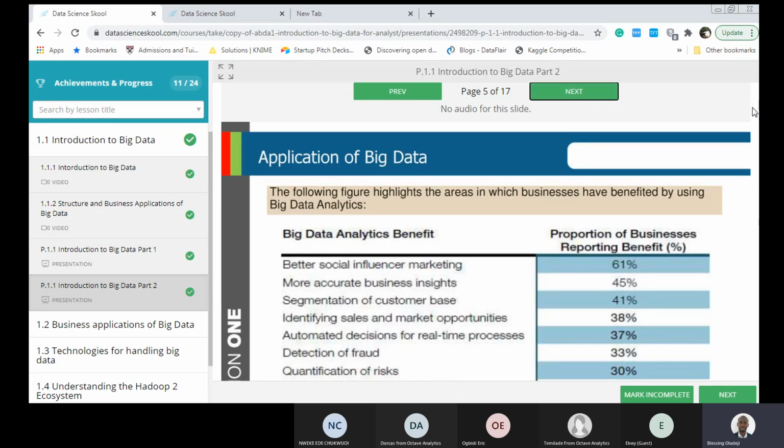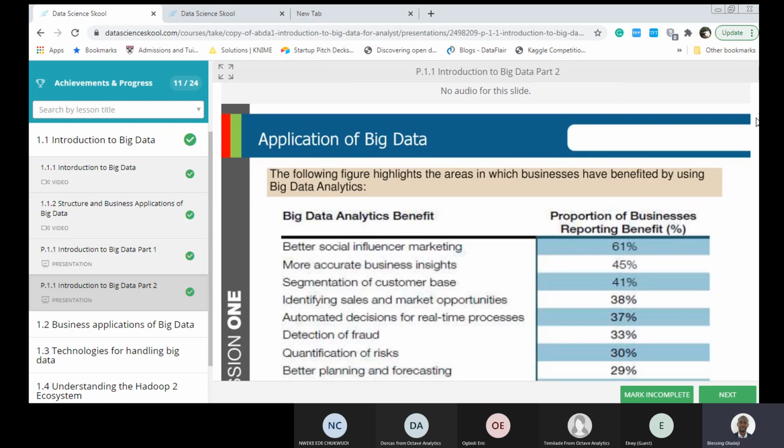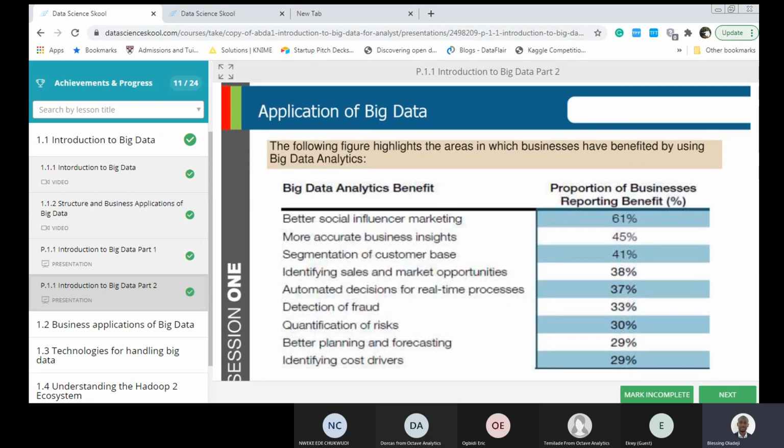Okay, thank you for pointing that out, Ekwi, thanks a lot. So in terms of the different applications of big data, we can go on and on to discuss them. I'm always very interested in talking about the different applications, and I'll just share my slide.